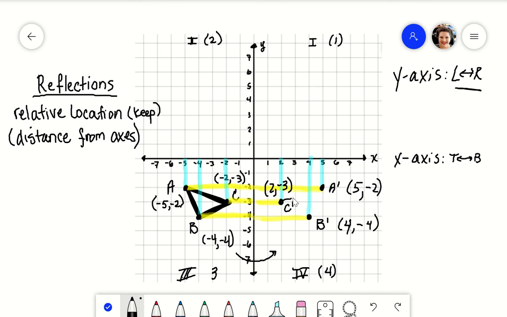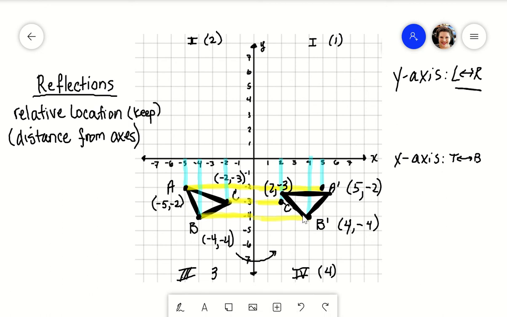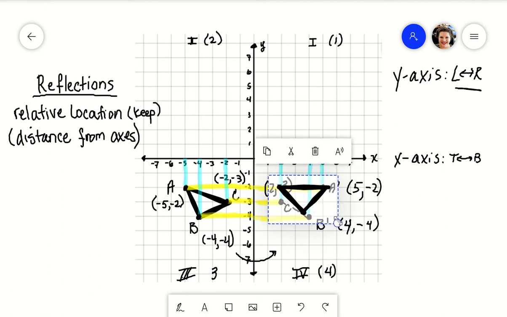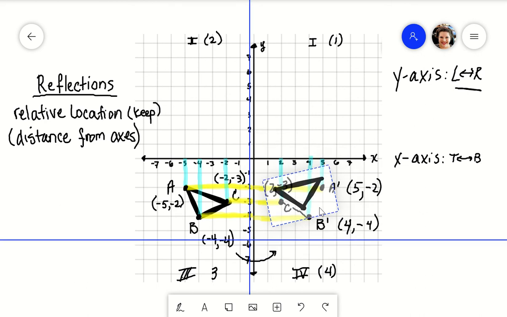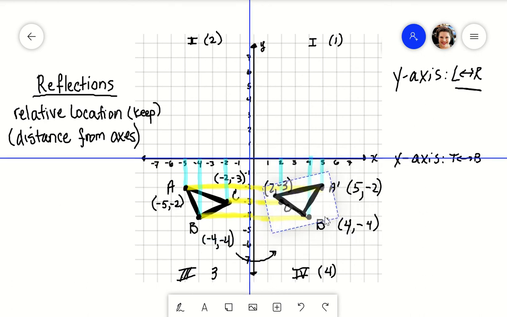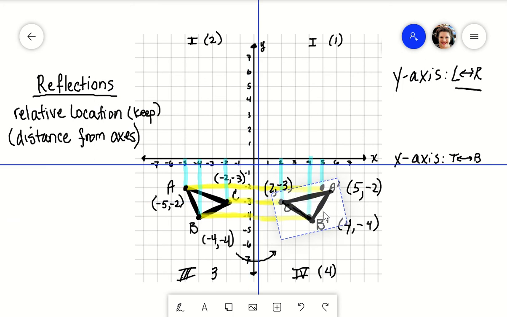Now I can check my relative location in terms of the shape itself. So, whoopsie, that got a little twisty. Let's fix that. There we go. Oh, it's being difficult on me here.